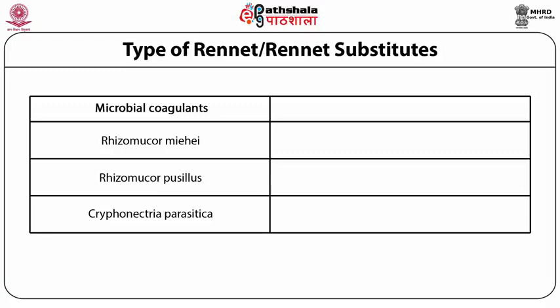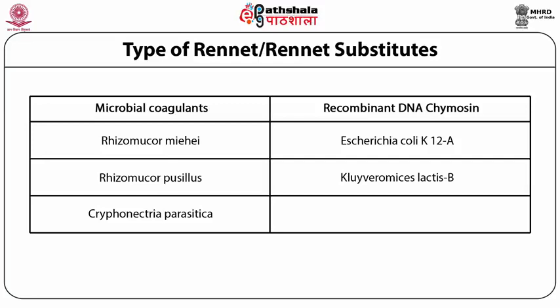The latest trend in cheese making is use of recombinant DNA chymosin through genetic modification. These include the sources where the genetic modification at DNA level has been carried out to have the recombinant chymosin, which are Escherichia coli K12, Kluyveromyces lactis B, and Aspergillus awamori B.